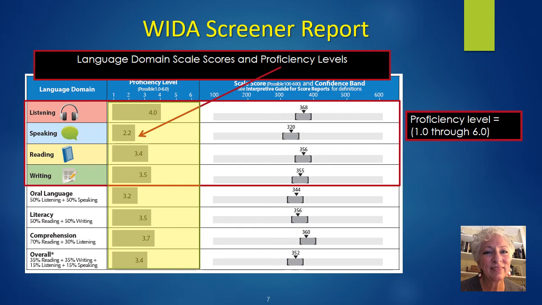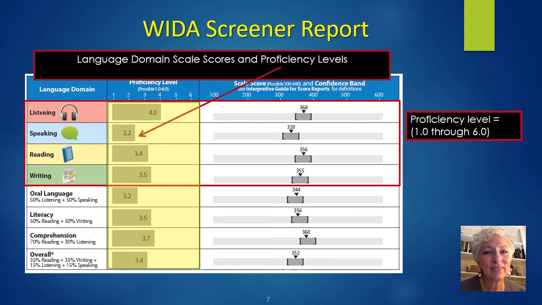But the thing to note is that there are specific scores for each domain. You'll get a listening score, a speaking score, a reading score, and a writing score. And I point these out because these are the scores that will be the most useful for you in determining what your students can do in your classroom.